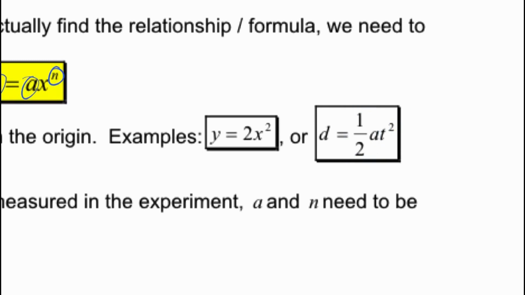And there are many examples of this. A is equal to pi r squared. Pi is your a value. The squared is your n value. Let's focus on that function. Y is equal to ax to the exponent n.